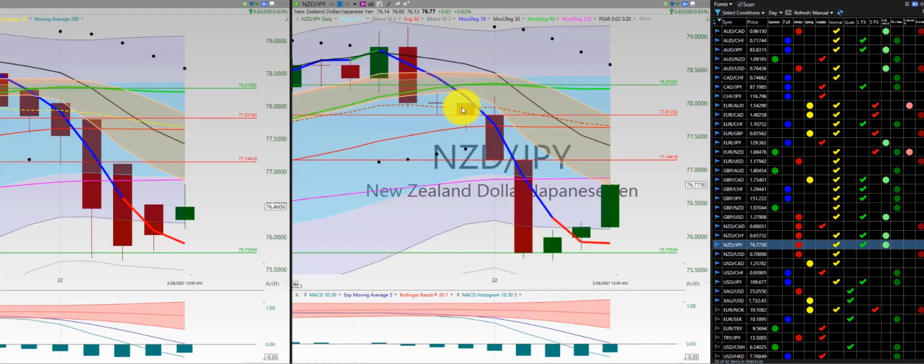Zealand Japanese yen, beautiful. We had a morning star here below. Went ahead and went with that short with the stop here at the height of the Heikin-Ashi. 1-2-3 punch out. Wonderful trade there. No further trade the rest of the week.